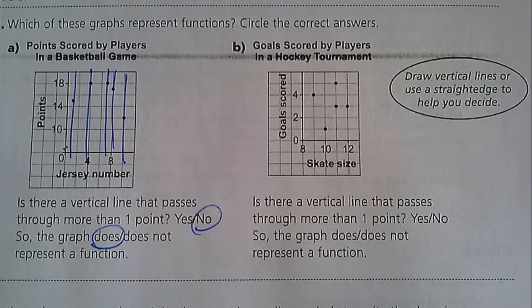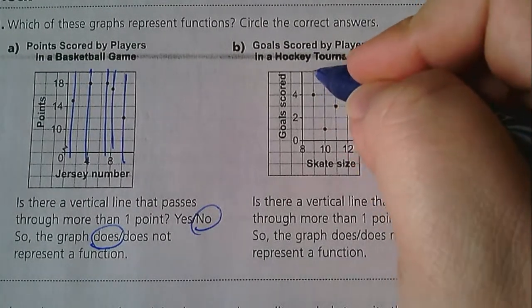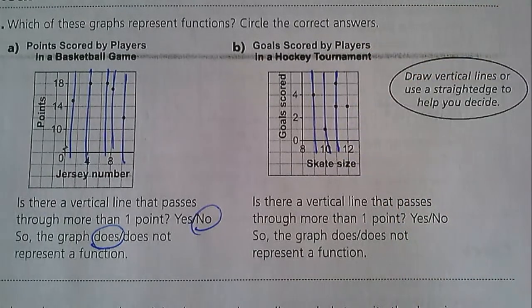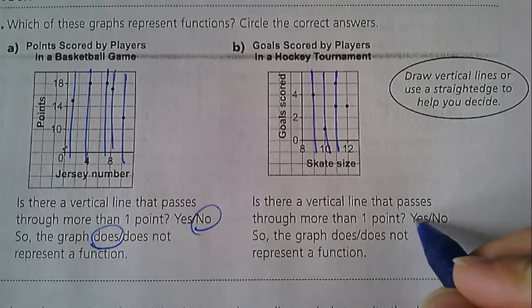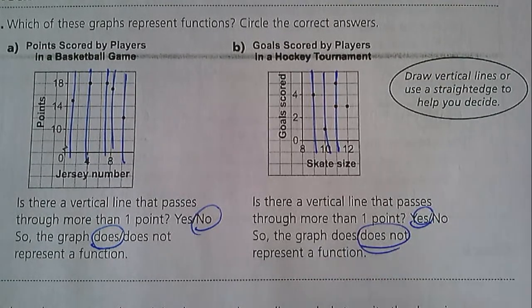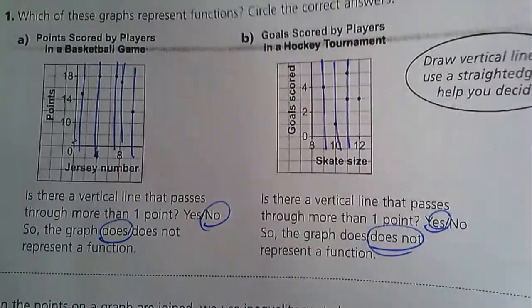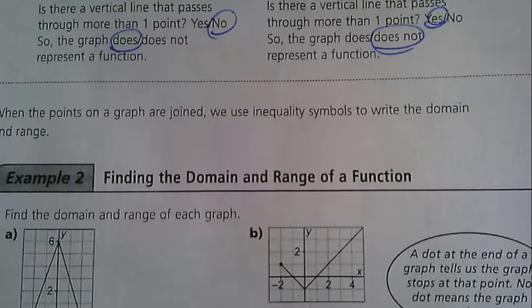Taking a look at the graph in B. Everywhere there's a point, I'm going to draw a vertical line. So no, no, oh, yes. Is there a vertical line that passes through more than 1 point? Yes, there is. So it does not represent a function. That's very important. Some of you might not even need to draw vertical lines. You might just be able to look at it with your eyes and see anywhere where there's a vertical line, would that be a function.